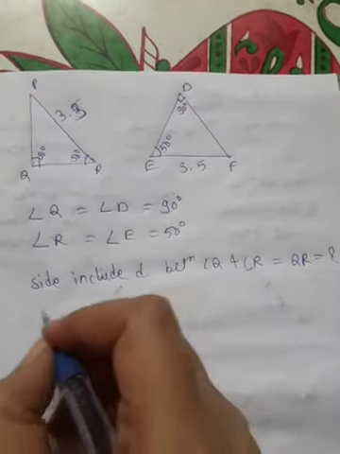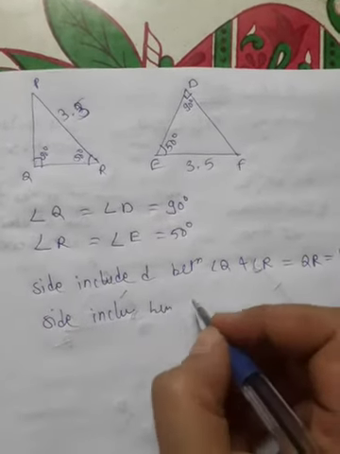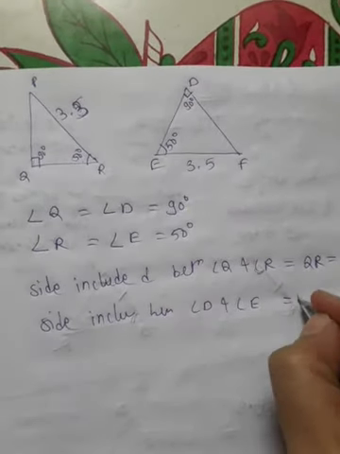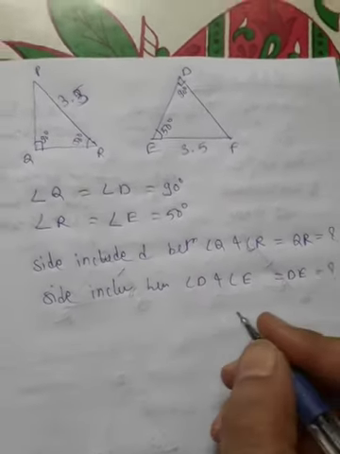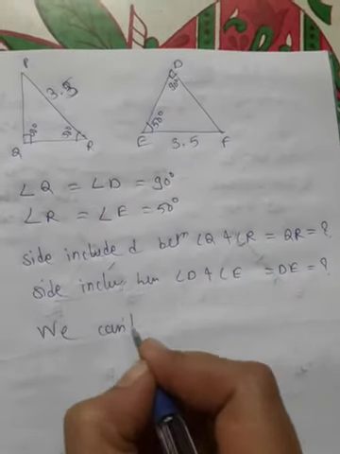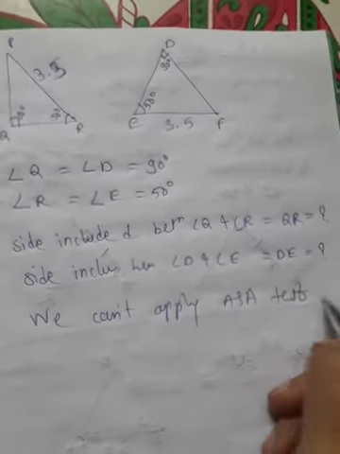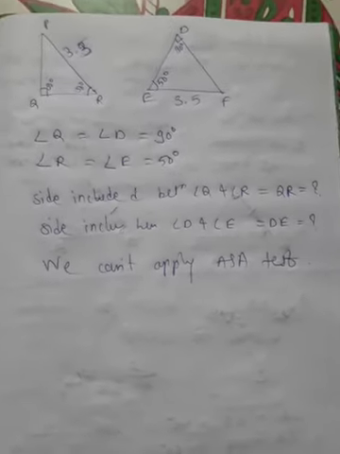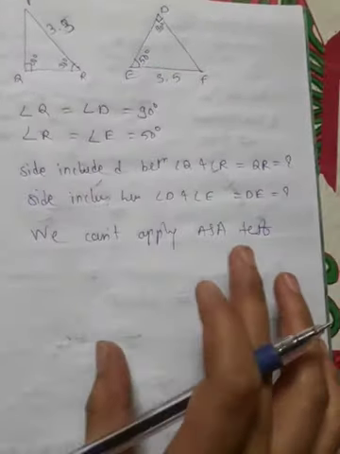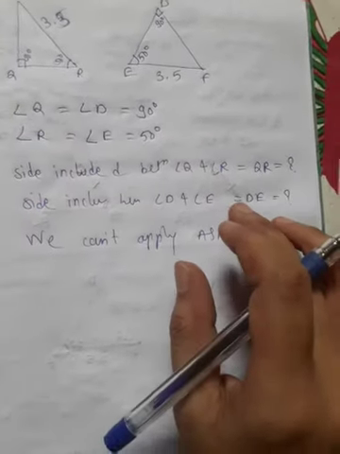And here the side included between angle D and angle E is also not given. So here we can't apply the ASA test. Whenever possible, only then can we apply the ASA test. Here we can't apply it because we are given two equal angles but not the side included between them.